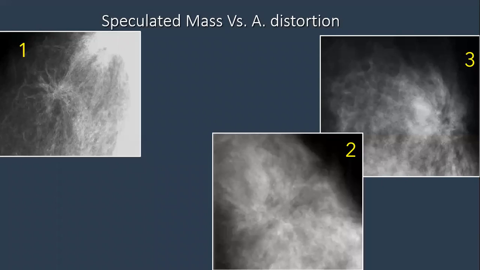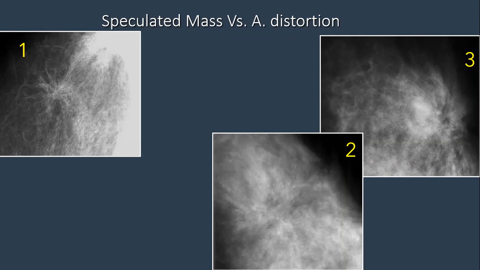Yes, it is architectural distortion. Which number, one? Number two, architectural distortion. It's okay. Number three? I think it is a speculated mass. Abir, you are talking? Number three is speculated mass.